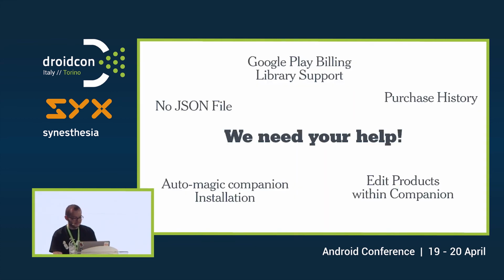If anybody's looking for some really valuable internet points, please take a look at the repo. If you have any suggestions, please make them. So we can do something like having no JSON file, which would be great because that's one less step. Automagic companion app installation, like what happens with LeakCanary. A purchase history. Google Play billing library support. And being able to edit products within a companion app. Lastly, we can also make a ticket for helping me with keynote animations because mine might need a little bit of work.